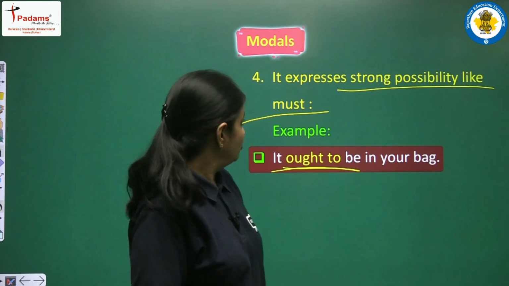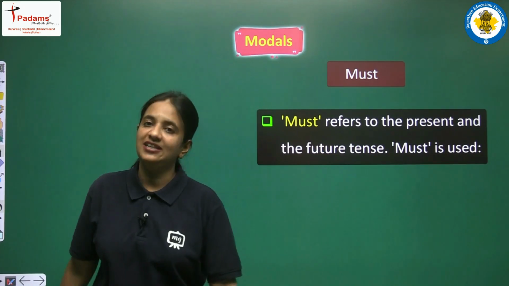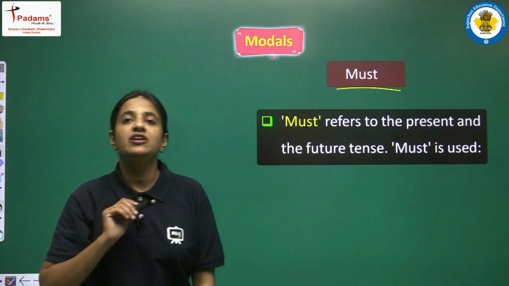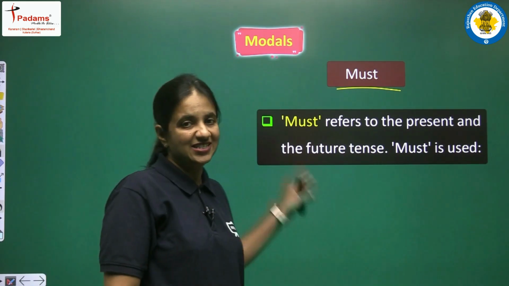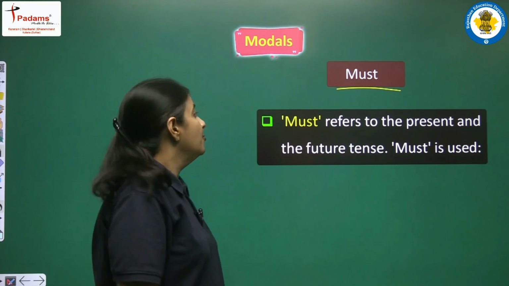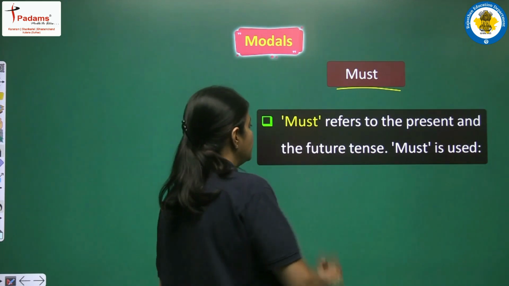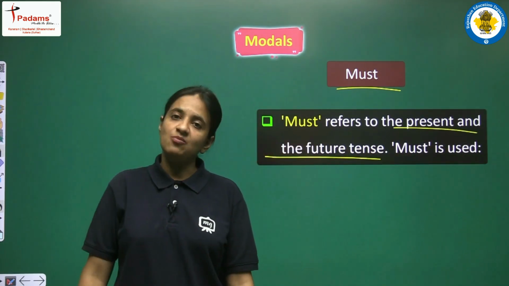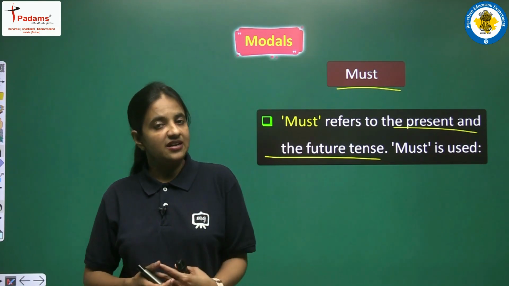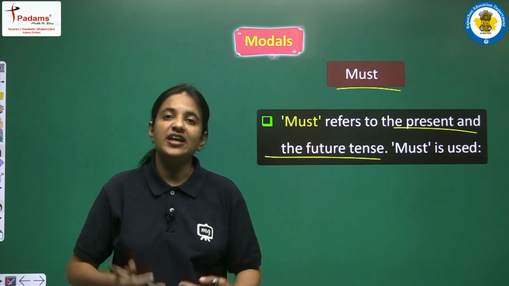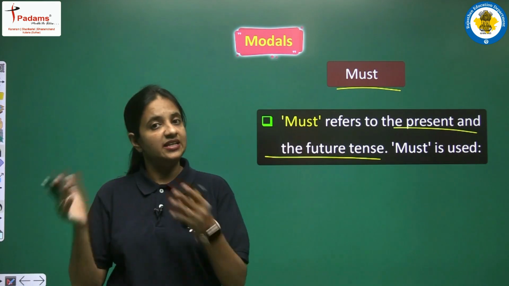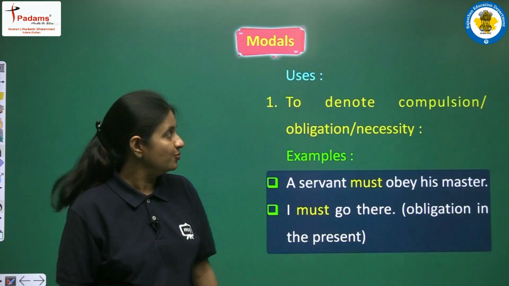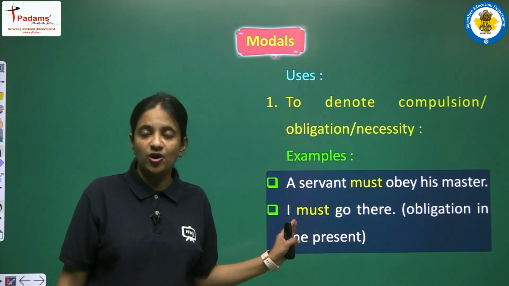Okay. Moving on, now we have another modal with us. This modal is must. So now we will talk about must. Let's read what we have here. Must refers to the present and the future tenses. So yes, this modal is used in the present time and it is also used in the future tenses. And now we have the different uses of must, that is, how we can use this modal in a sentence.